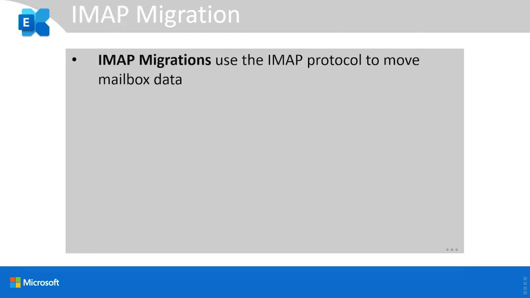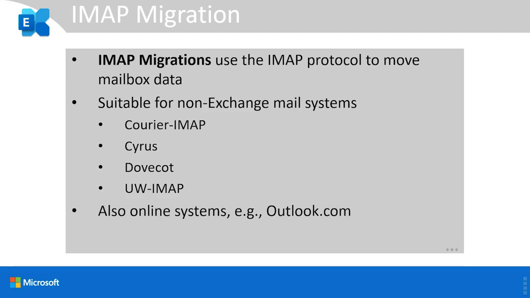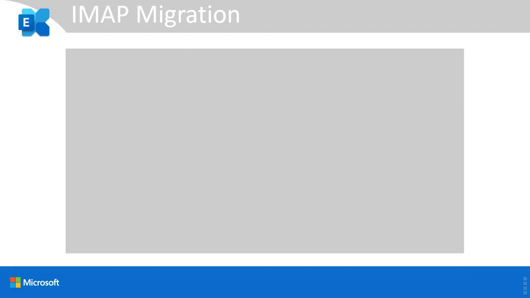IMAP migrations use the IMAP protocol to move mailbox data. These are suitable for non-Exchange mail systems such as Courier IMAP, Cyrus, Dovecot, and UW IMAP. It's also useful for online systems like Outlook.com. Here's a high-level summary of an IMAP migration.